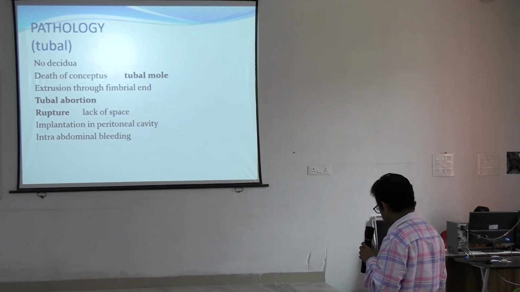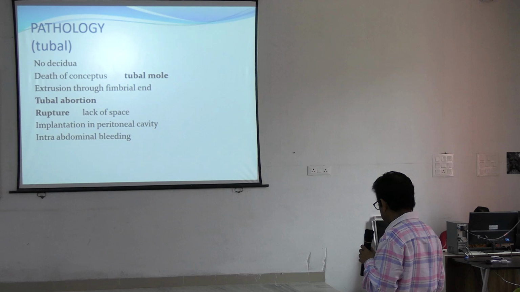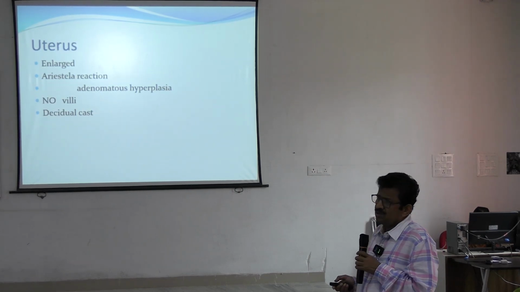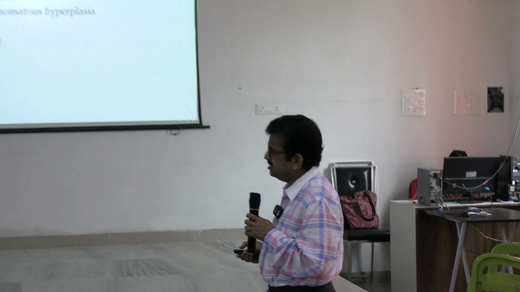So what happens to the uterus? That was happening in the tube, but what happens to the uterus? Definitely the uterus is enlarged, not because of the conceptus, but because of the hormonal changes from the trophoblast, and the endometrium will show hyperplasia because of estrogen and progesterone.